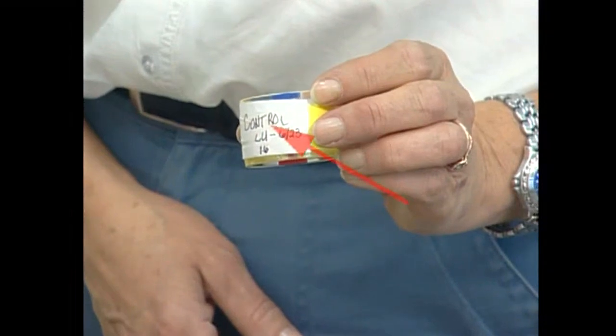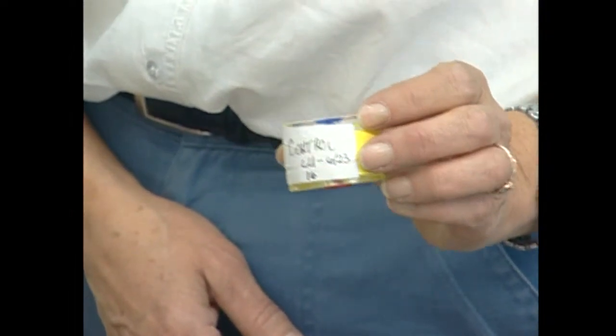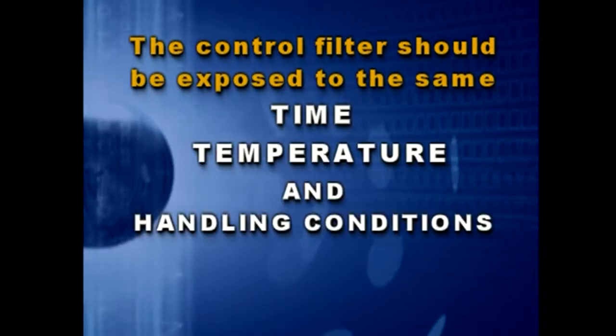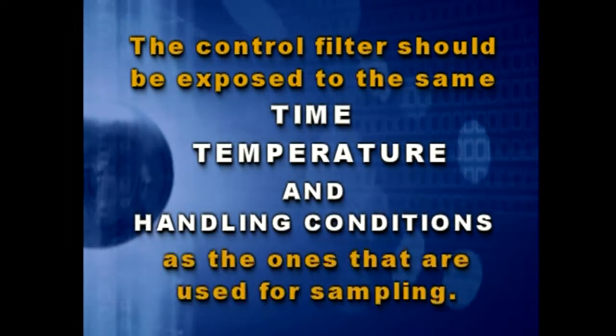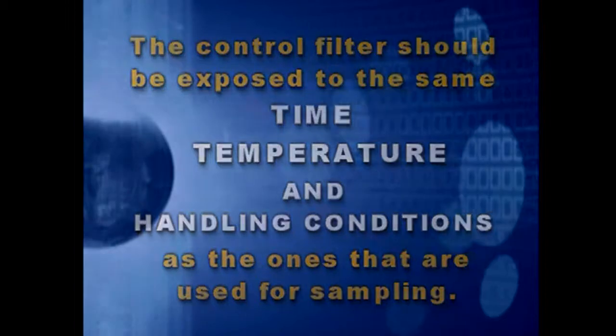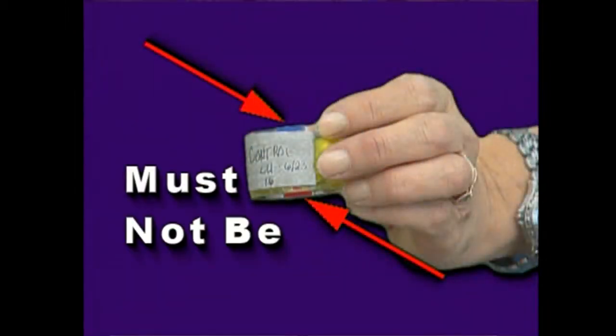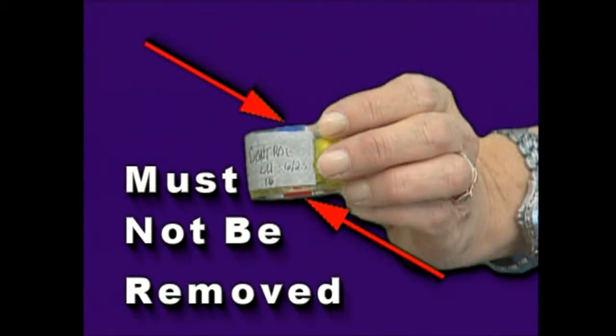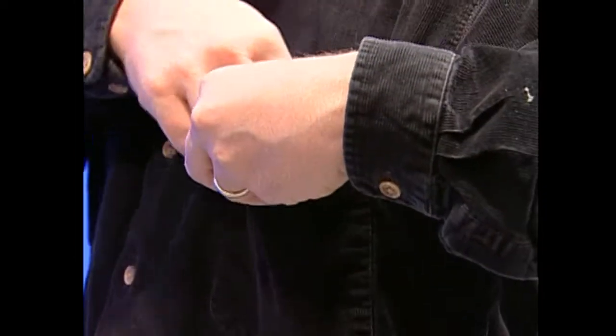The control filter should be labeled as control. The control filter should be exposed to the same time, temperature, and handling conditions as the ones that are used for sampling. The inlet and outlet plugs must not be removed. The control filter can be carried in a shirt pocket while checking the sampling process.